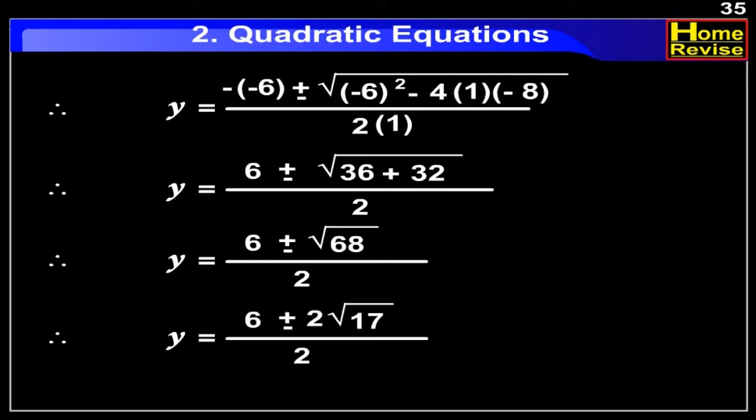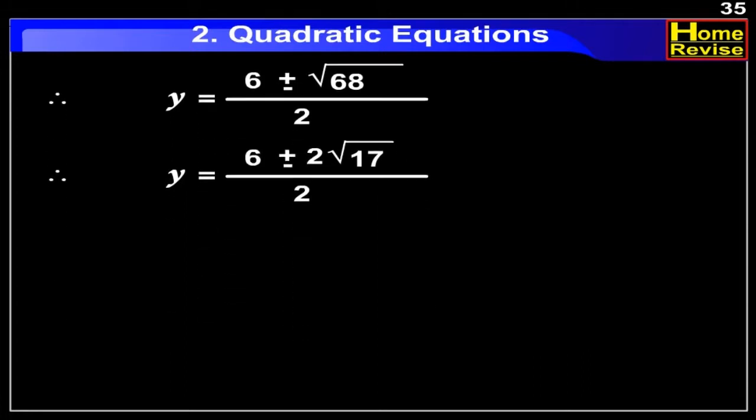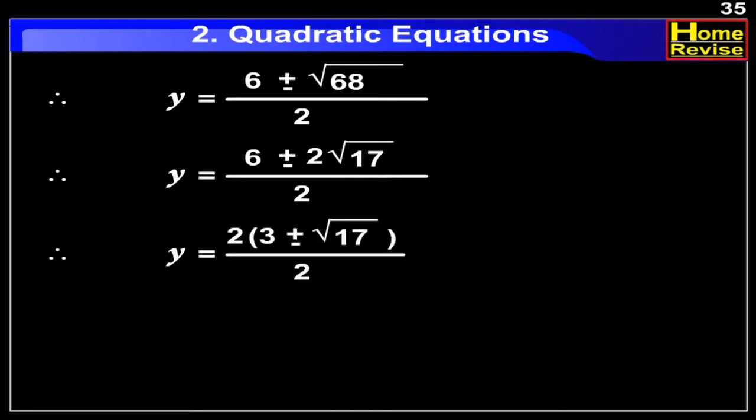Therefore, y is equal to 6 plus or minus 2 root 17 upon 2. Taking out 2 common, we get y is equal to 2 in bracket 3 plus or minus root 17 upon 2. Here 2 gets cancelled out in the numerator and denominator, and we get y is equal to 3 plus or minus root 17.